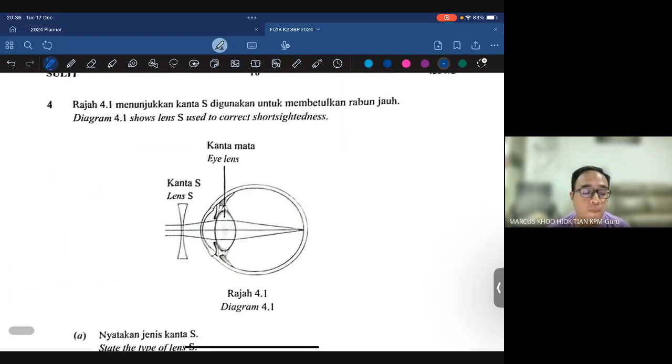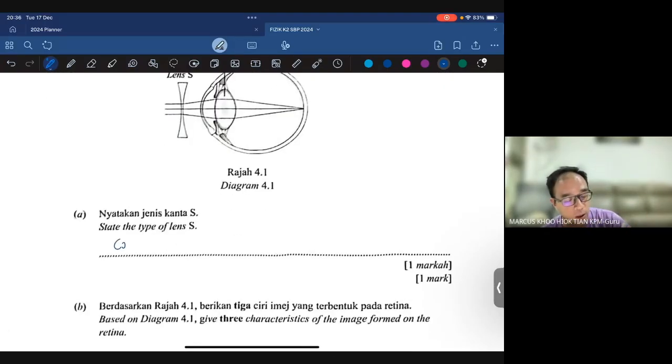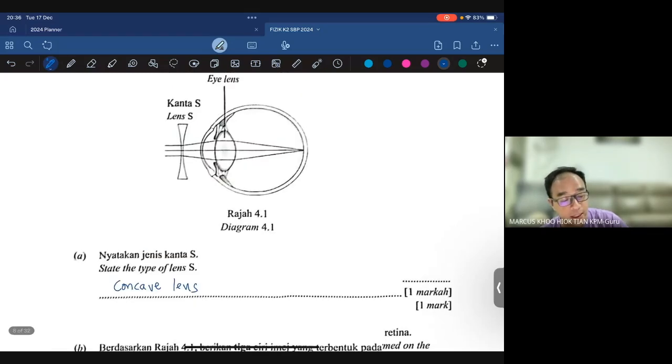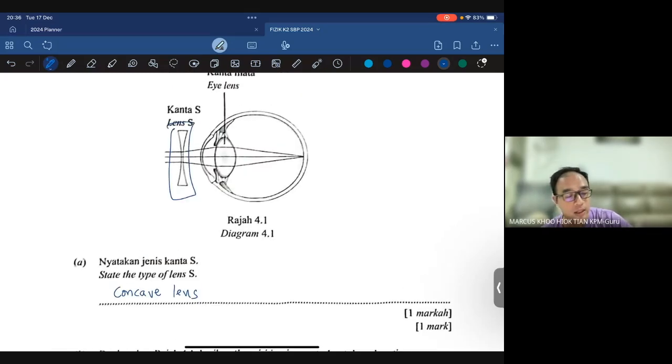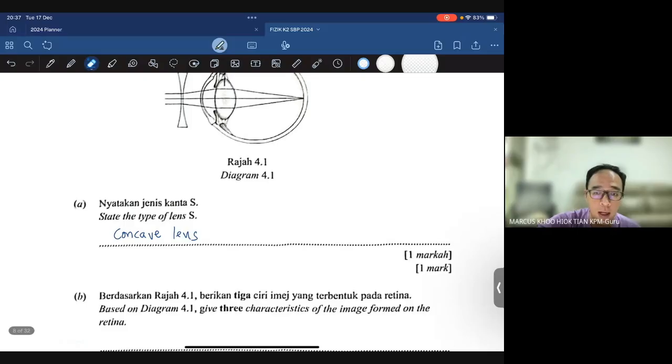Okay, number 4. Diagram 4.1 shows lens S used to correct short-sightedness. I think this is a very interesting question because when I first saw it, I was like, whoa. Name the type of lens S. This is very easy. This is a concave lens, right? Jangan juga kamu, don't look at this. Ini lain cerita lagi. So concave lens, I think that's quite okay.